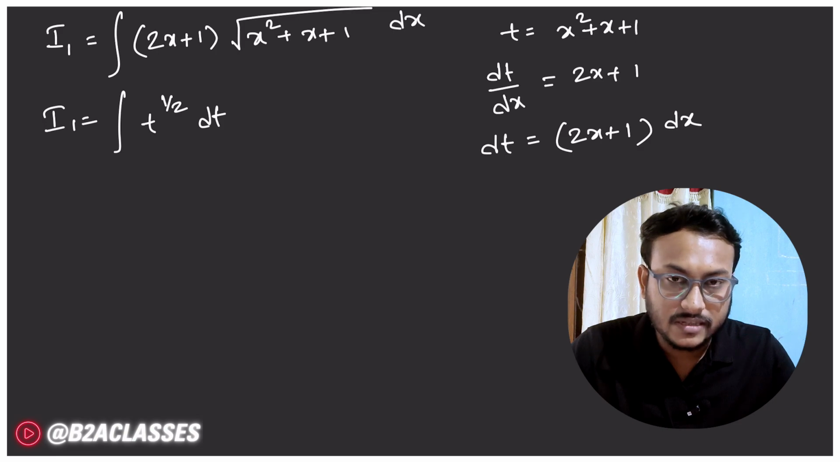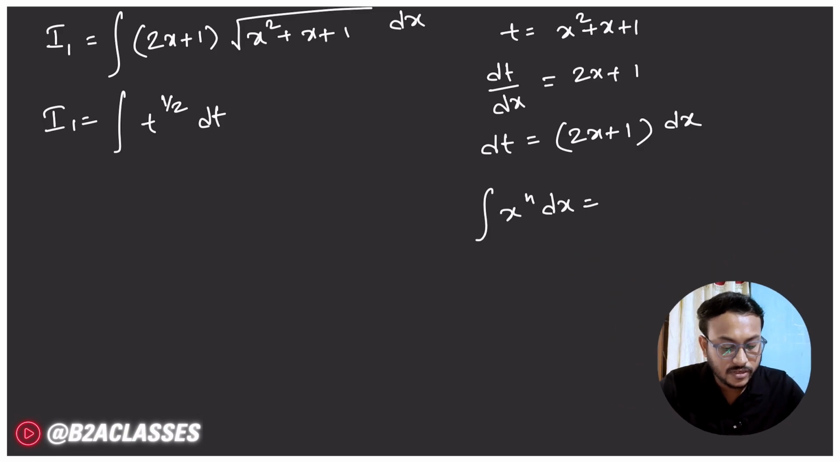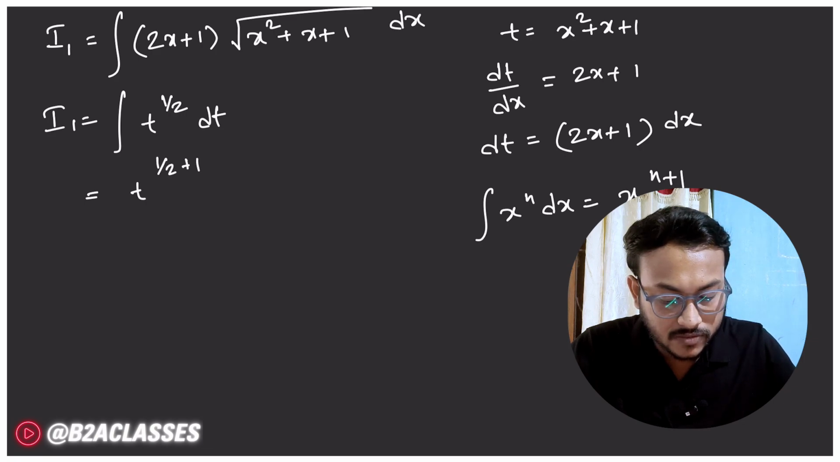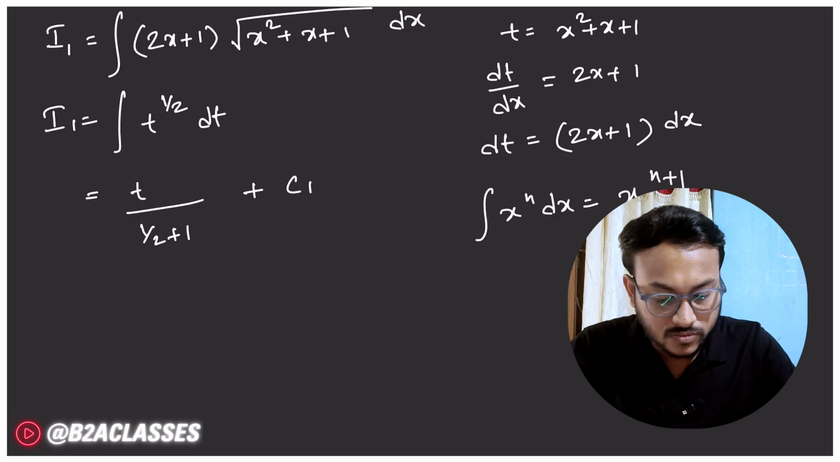Now we have to apply the formula. The formula for integration of x power n is x power n plus 1 divided by n plus 1. We have to apply this formula in this I1 integration. On applying the formula, I will get t power (1 by 2 plus 1) divided by (1 by 2 plus 1), plus c1. c1 is the constant for the integration I1. Now 1 by 2 plus 1 is 3 by 2. Okay, so I will write it directly as 3 by 2.